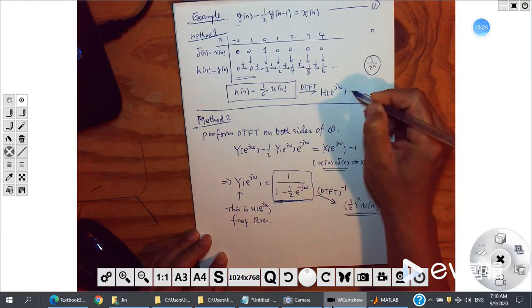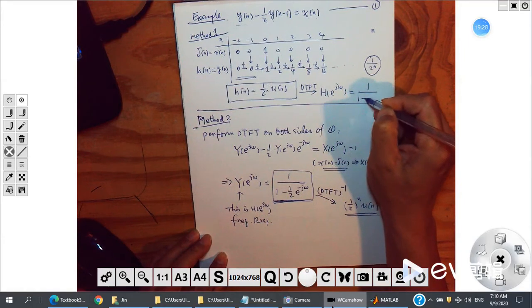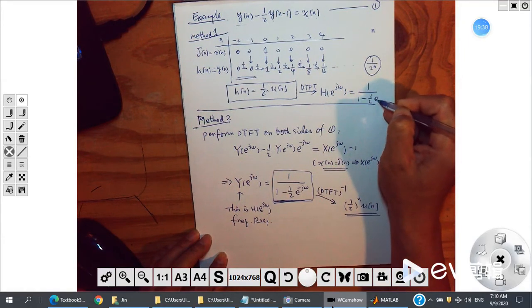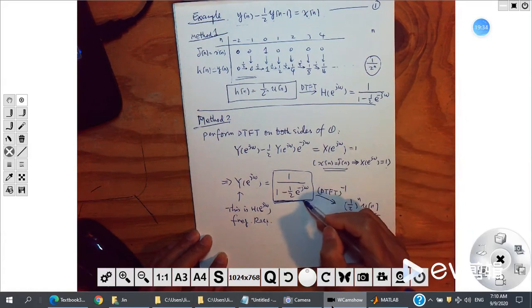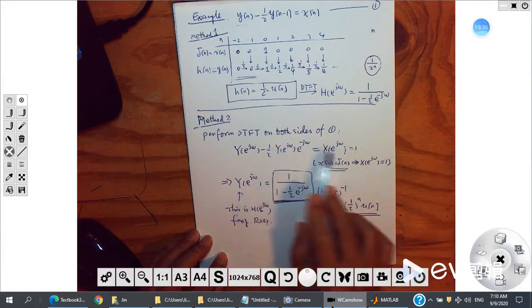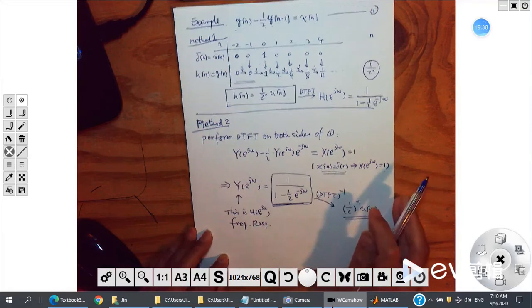You can also use the table. This is 1/(1 minus 1/2 e to the negative j omega). You get the same thing. But this method is quite simple. Why is it quite simple? You look at it here.